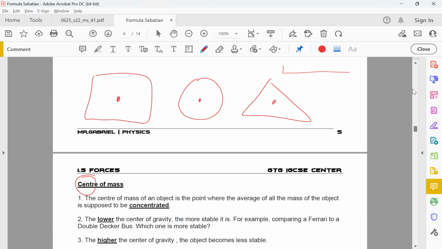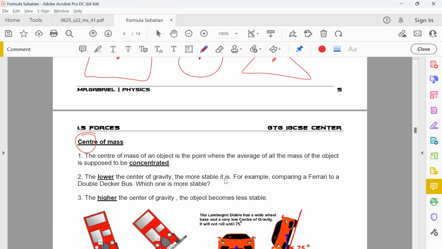Even if I have a bar, we assume that the mass acts here. Thus, the center of mass. If you want to relate center of mass to reality with the most common example, it is tall people and short people. You'll notice that tall people are much easier to topple over compared to short people. You're a stable girl, right?